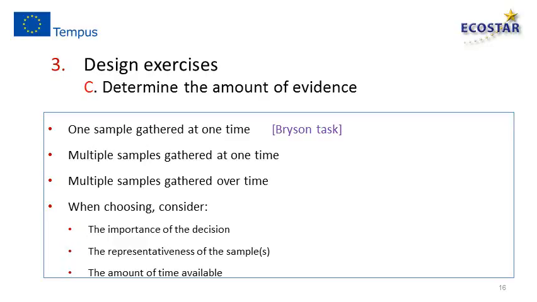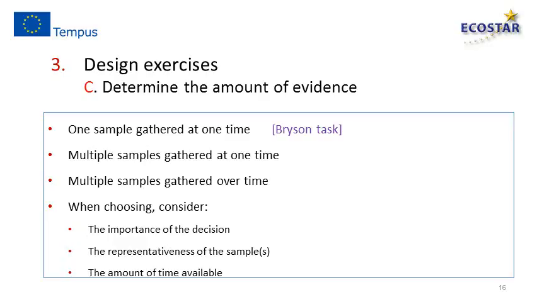How much evidence do you need before you can, for example, give an end-of-year grade? Well, different degrees of evidence gathering can be either one sample gathered at one time, which is the Bryson task. Give the assignment, they do it or they don't do it, and that's it.